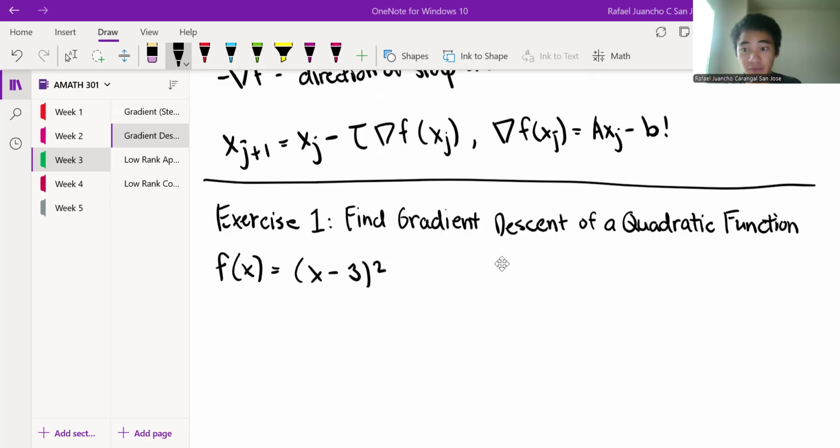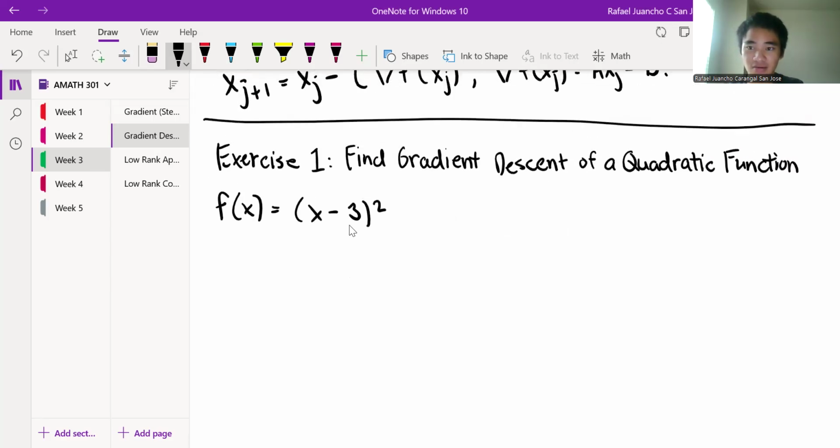And this quadratic function is given by a real valued function f. Let's say it's a perfect square. So we actually already know the minimum of this function, right? The minimum is at 3. Specifically, its minimum is at 3, 0. But let's use a gradient to see how we can do this.